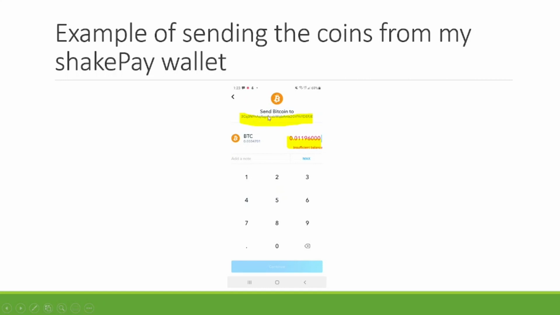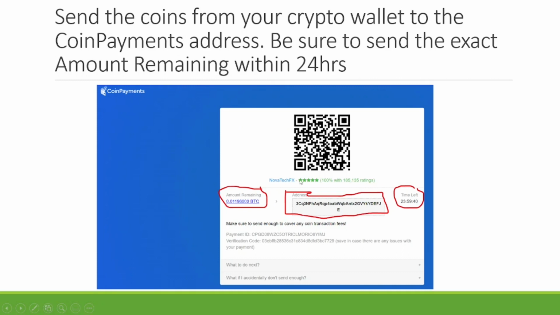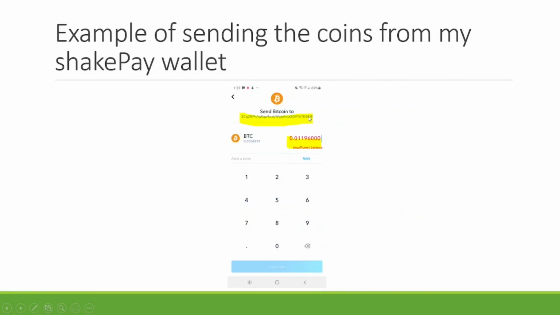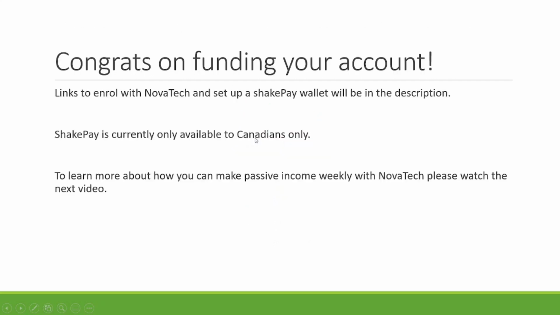And you can see that the send to address at the top here, highlighted in yellow, is the same address as the one generated by coin payments, ending EFJE. If I go forward again, you see it's ending EFJE. Okay, and you can see that the amount.